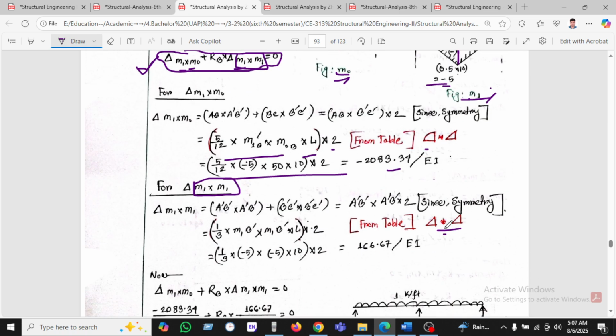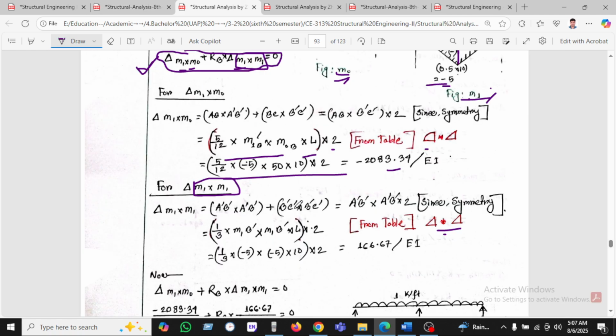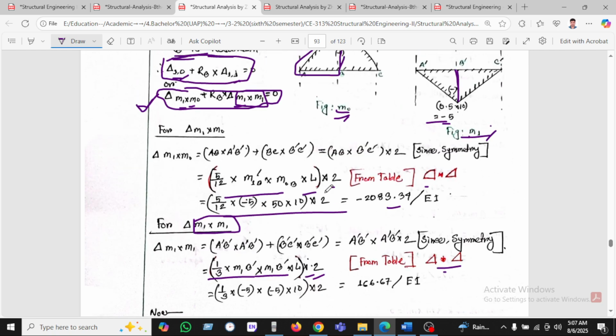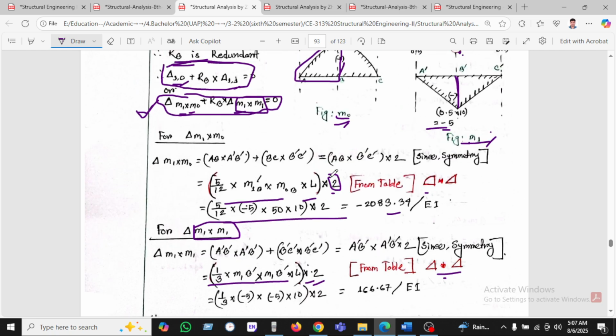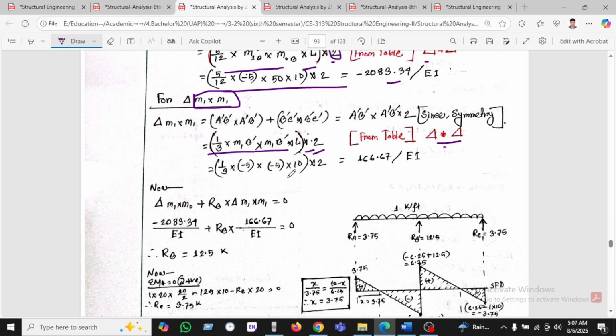So this is the double triangle, so we have to go to the double triangle, this triangle and this triangle. We can see 1/3 m into m prime. So we're just using 1/3 m m prime integral. As we've seen, it is double, that's why double. It will be multiplied by double because of the symmetry: this portion and this portion are the same, and this portion and this portion are the same. That's why we have multiplied by 2.